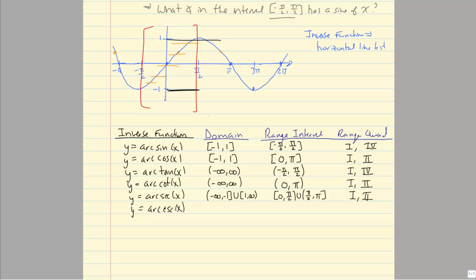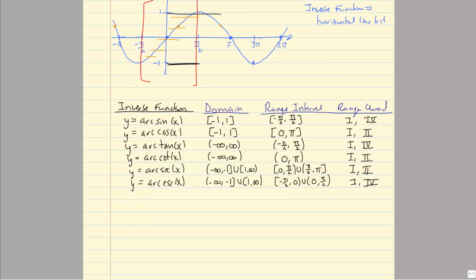Now arc cosecant, -infinity to -1, union 1 to infinity. And this is going to follow closer to the arc sine. So this would be negative pi over 2, it's bracketed as well, to 0, union 0 to pi over 2. Okay, and this would be quadrants 1 and 4. Now a lot of this isn't going to make sense until we see lots of problems, but I wanted to get this table and these facts out there so we could be working with those.